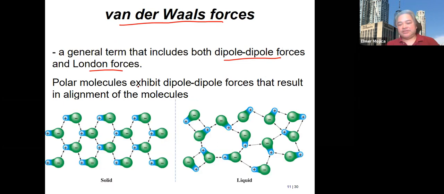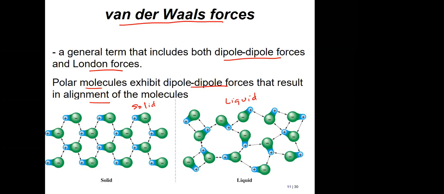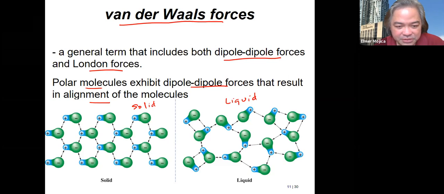London forces. What the van der Waals forces do is most of all polar molecules exhibit dipole-dipole forces that result in the alignment of the molecules. So this is the solid and this is the liquid. What's the main difference between the two? Solid has a definite shape, but in liquid, the shapes are different. So the liquid shape is a little bit different compared to this one.